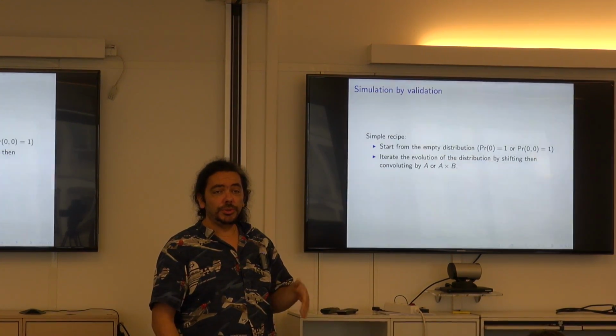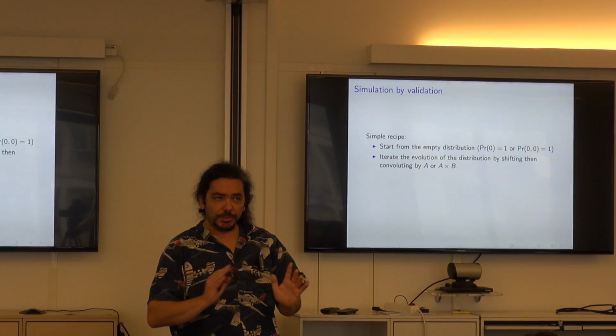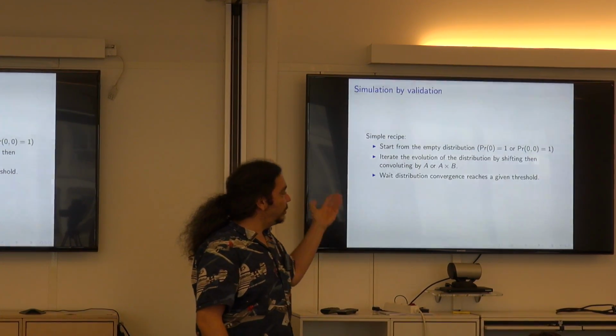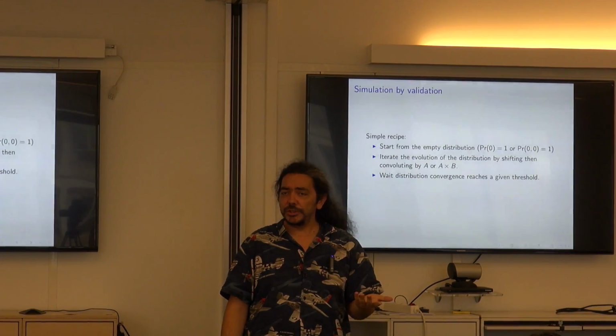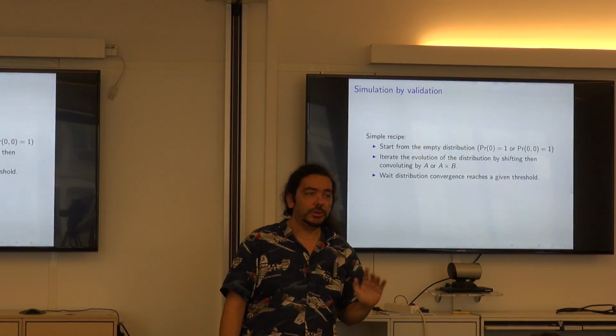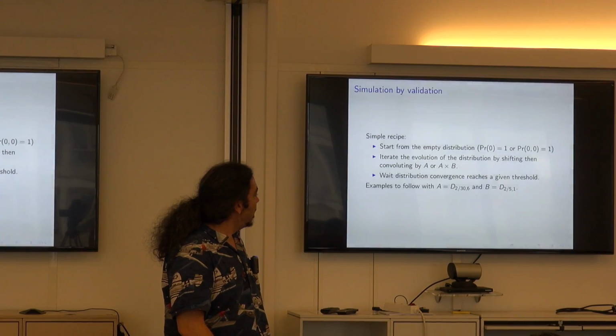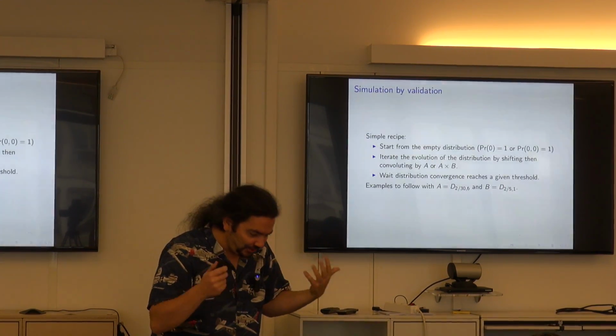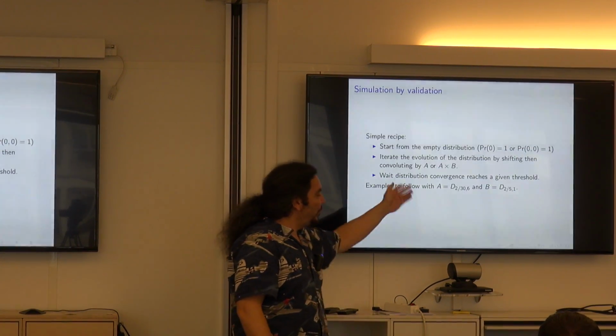And you continue. So you've got an evolution of a distribution, not a realization, but an evolution of a distribution. And you just wait for the convergence of the distribution up to a given threshold. Very simple. And just because I'm here, I must show you some curves. We will show you a few curves.